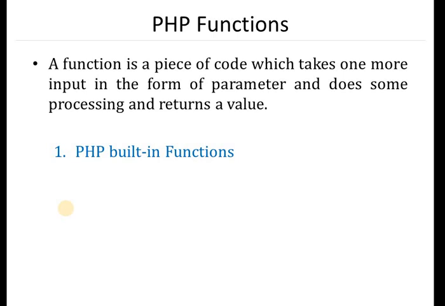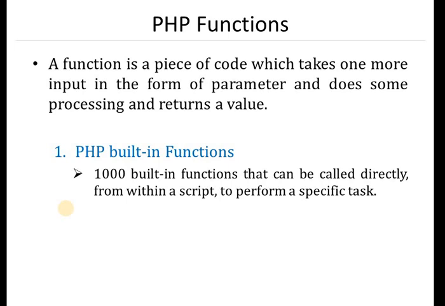In PHP there are two types of functions. The first one is built-in functions. Okay, now in PHP there are more than 1000 built-in functions. These can be called directly from within a script to perform a specific task. And the most frequently used built-in function is echo. Whenever you create a simple PHP file, then probably you have used echo, which is also a built-in function. Okay, you don't have to define it, you just call that particular function echo and your statement will be printed.